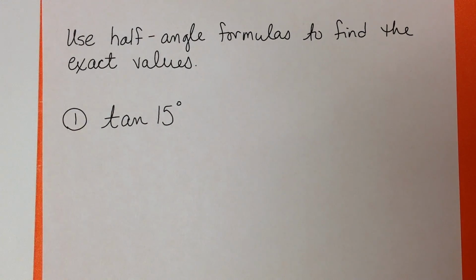Right, these next couple of examples will be similar to what we did with our sum and difference identities, but we're asked here to use our half angle formulas instead of our sum and difference. We're asked to get the exact value for tangent of 15 degrees. Now I still want you to concentrate on just using 30 degrees, 45 degrees, or 60 degrees.